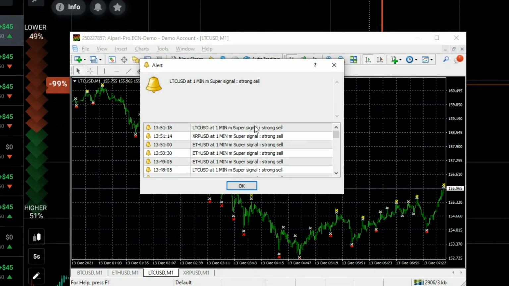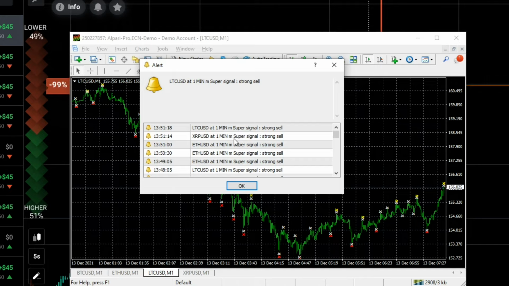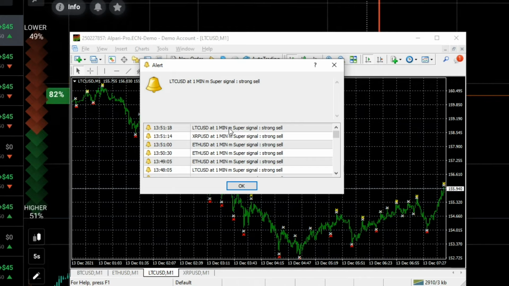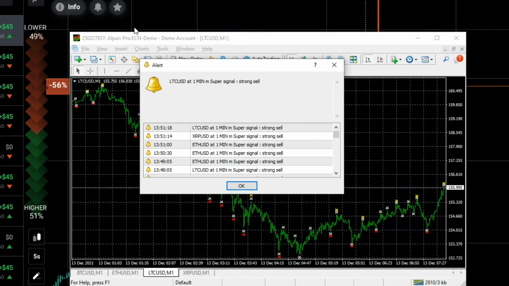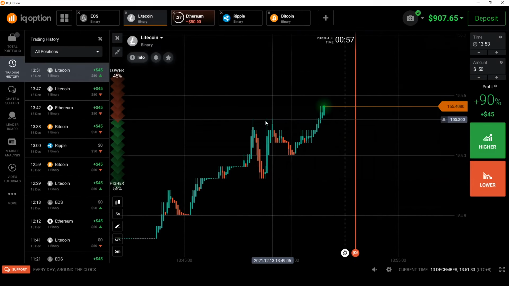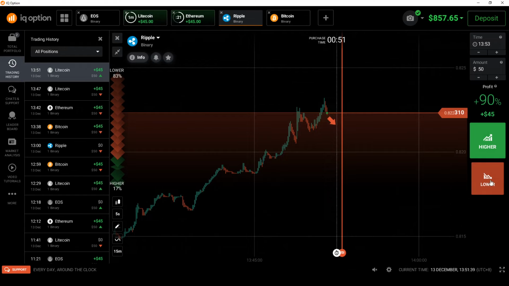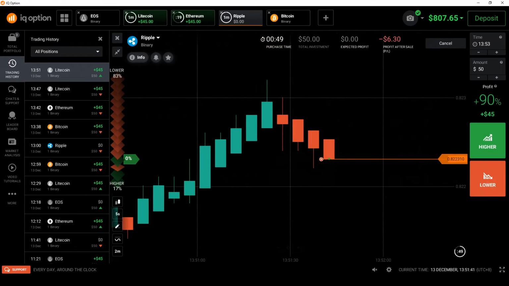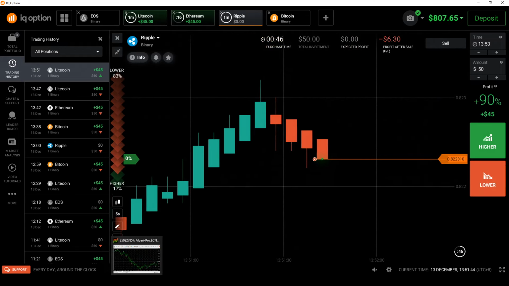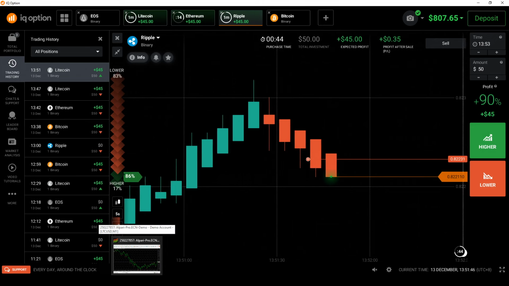Take a look, the LTC/USD has a super strong sell signal. Let us trade Litecoin for a 1 minute sell. Also, the XRP/USD has a sell signal. Let's trade them for sell. Let us wait for the existing trades to be done.